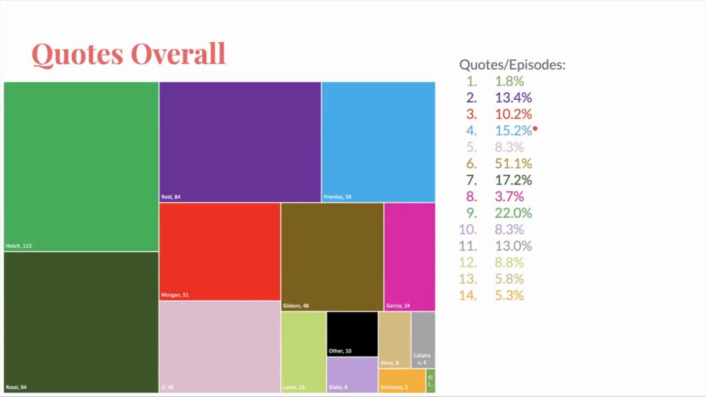Prentice quoted 15.2% of her opportunities. JJ quoted 8.3%. Rossi was 17.2%, so still fairly high, not as high as Gideon, but Gideon was much more of a main character when he was there. Garcia was 3.7%, and Alves was 5.8%. Oh, and Lewis was 8.8%.